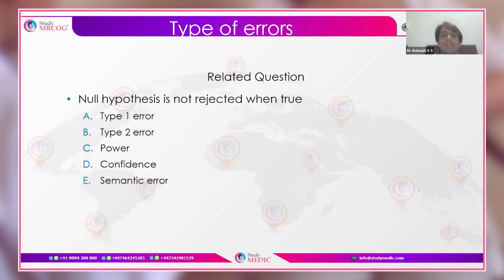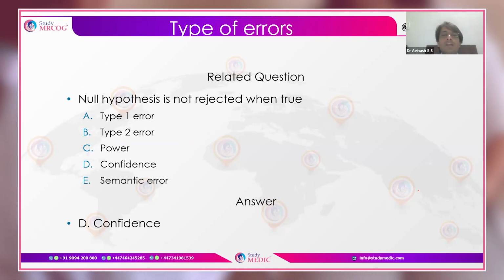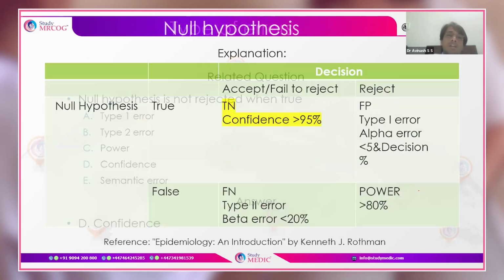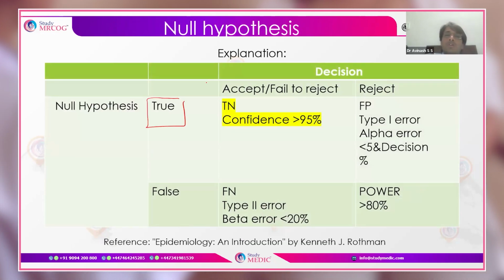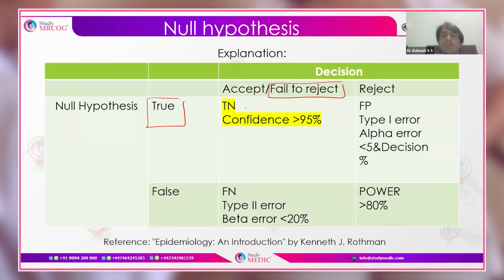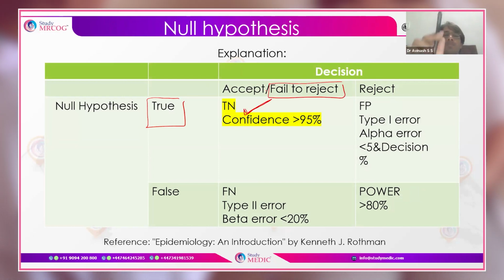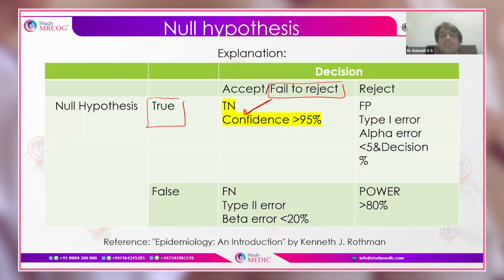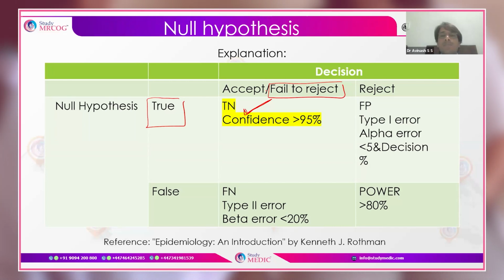Then another related question, null hypothesis not rejected when true. So when the null hypothesis is true and it is still not rejected, what is the answer? It is the confidence. You can see null hypothesis is true, okay, and we fail to reject, that is, not reject. Then what are we concluding? We are giving a true negative finding. For example, there is no difference in glucose between men and women. We know that the null hypothesis is true and we fail to reject it and conclude that there is no difference in glucose between men and women, and that is called the true negative or confidence, which should be more than 95%, the minimum acceptable confidence.